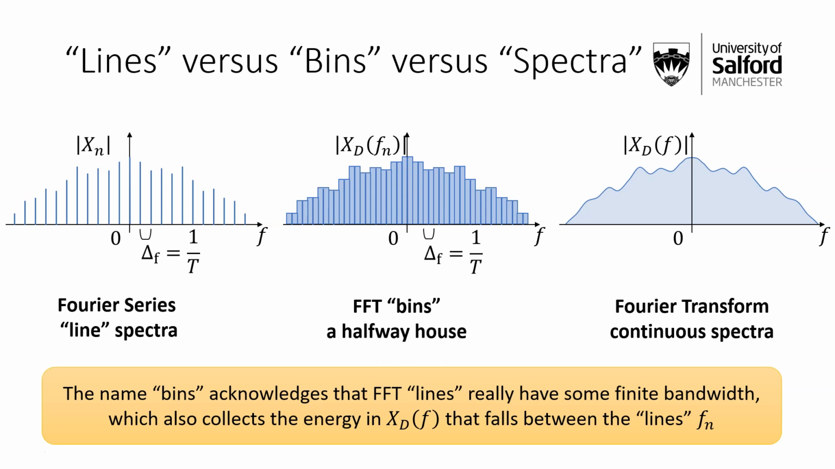So they're not just collecting energy just at that frequency. When you take an FFT, you're not getting energy just bang on the frequency it says it is, you're getting energy from just around about as well. And this term bins comes from histograms, for turning continuous data into discrete data like this. So that's where the name comes from. It's a histogram over X_d.